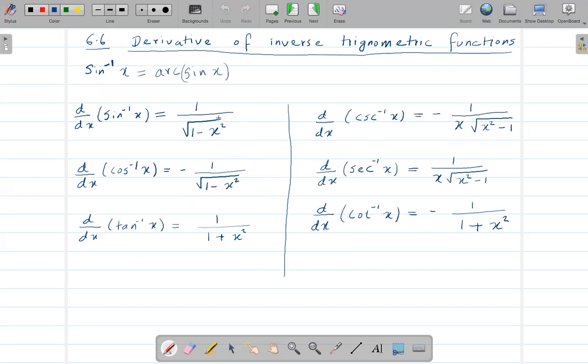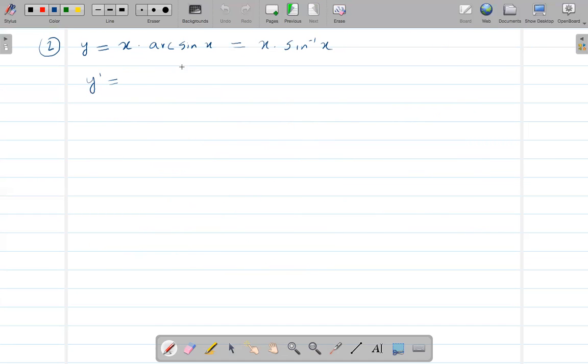See if we have y is equal to x arc sine of x. So this also means x times sine inverse of x, right? If I take the derivative of this one, here I can use a product rule. We are still using the same technique that we learned back in chapter 2. We are not learning any new technique; we're just introducing some new formulas, and using the technique that we learned, we are finding the derivative, right?